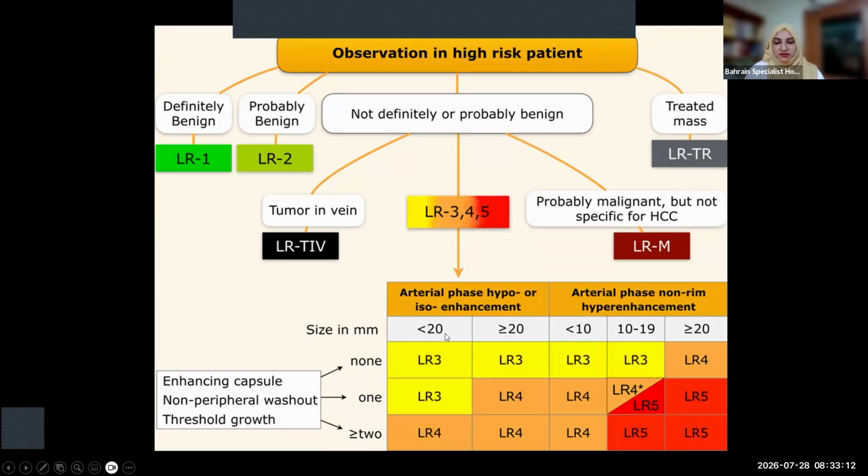So on the basis of criteria, if the lesion is less than 2 centimeters and does not show arterial phase hypoenhancement, it can be characterized in the benign category in the absence of other strong features. If we come to our case, it is more than 5 centimeters and showing arterial phase enhancement. So based on these 2 criteria only, it is characterized as LIRADS 4. The presence of an enhancing capsule, peripheral washout, or threshold growth will upgrade this lesion to LIRADS 5.